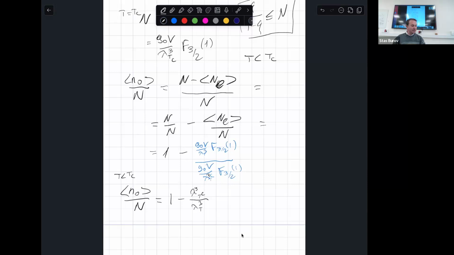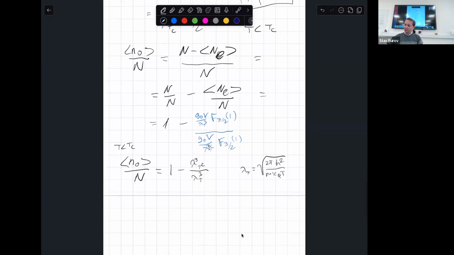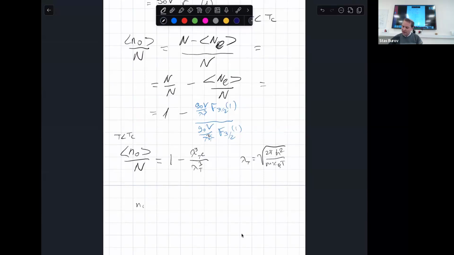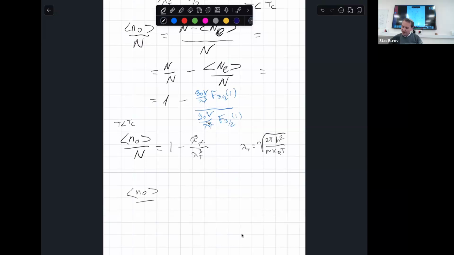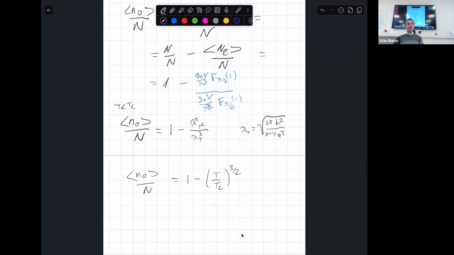Now, let me remind you, what is lambda T in general? I never remember this. Lambda T equals the square root of 2 pi h bar squared divided by m k Boltzmann T. We substitute this inside and we obtain that N0 divided by N equals 1 minus T divided by TC to the power of 3/2.